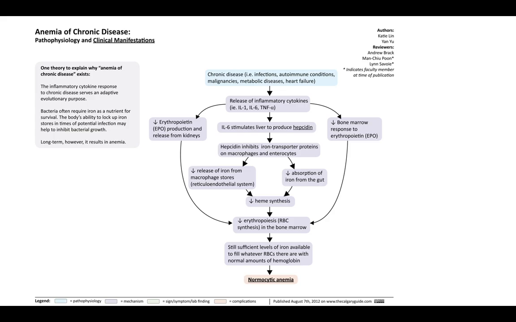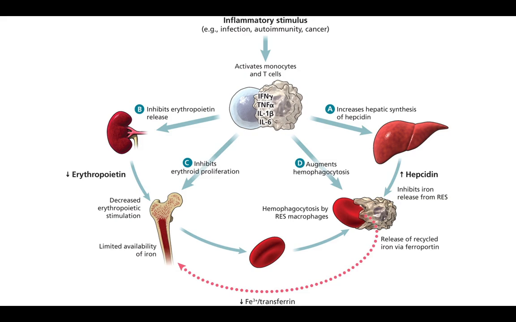So the remaining iron is sufficient for the remaining red cells in the blood, which results in a normocytic anemia, not a microcytic or hypochromic anemia. It's a normocytic, normochromic anemia. Here is a more detailed representation.